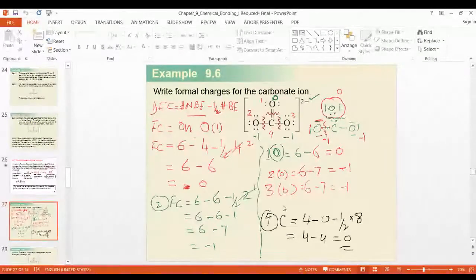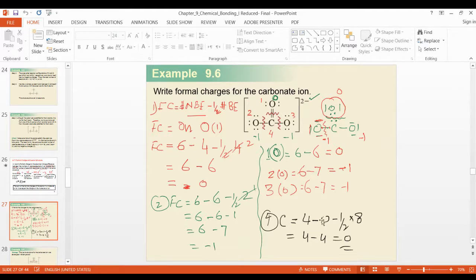Now oxygen 3 is the same as oxygen 2, minus 1. So minus 1 and minus 1 become minus 2, and the other oxygen is 0, so nothing is lost, nothing is added. So minus 2 is the charge. That's why I put 2 minus, that is the charge. Clear? Is this calculation clear? Yes, doctor.